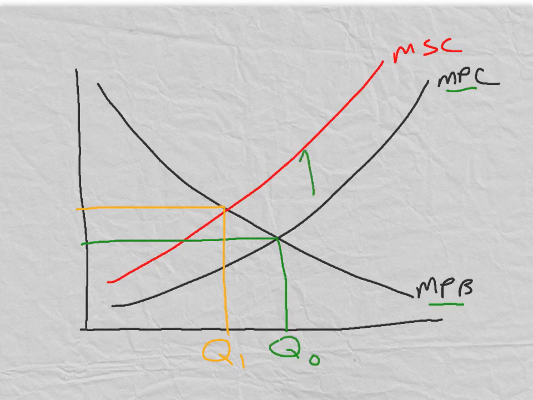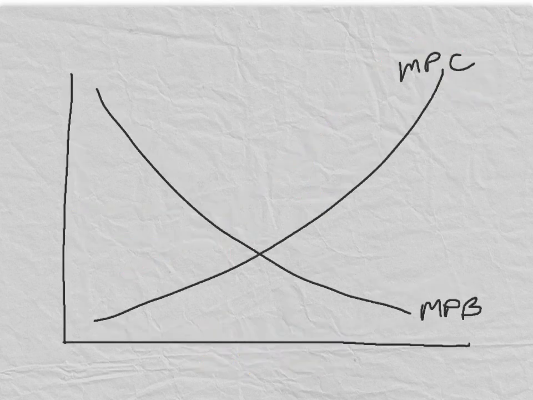And we remember that the negative externality is the distance between the marginal private cost and the marginal social cost. The market overproduces. It produces at Q0 when in fact it would be better for society if it produced at Q1. On the other hand, we can also examine marginal private benefits, which are actually less than marginal social benefits.